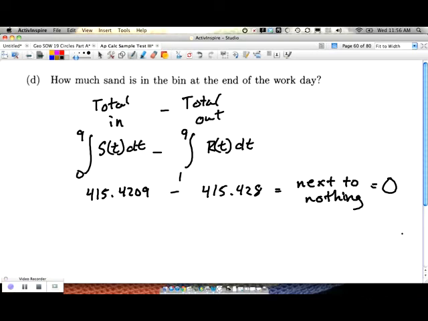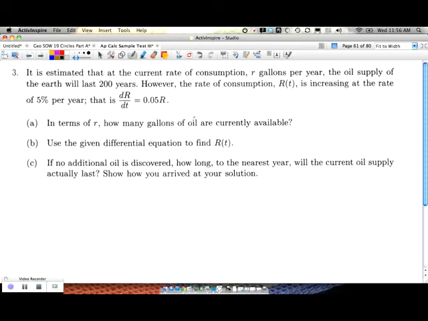Number 3, this is the last one, and then we're done with the calculated portions. It is estimated that the current rate of consumption is R gallons per year. The oil supply of the earth will last about 200 years. However, the rate of consumption R of t is increasing at a rate of 5% per year. So it's asking how many gallons of oil are currently available. Well, that's saying that we are using so much that in 200 years it'll be gone.